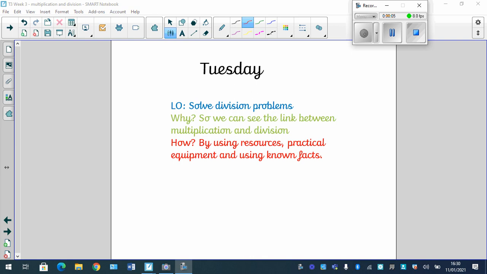Today we're going to solve some division problems so that we can see the link between multiplication and division, and by using resources and practical equipment and using unknown facts.